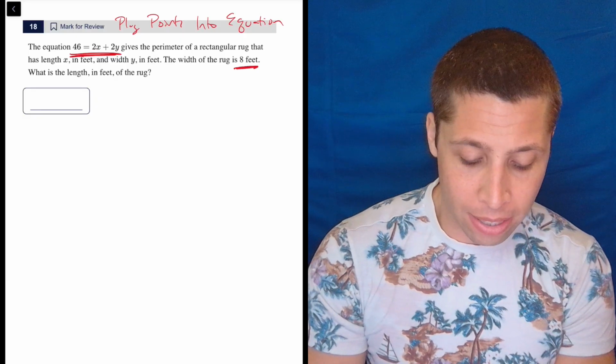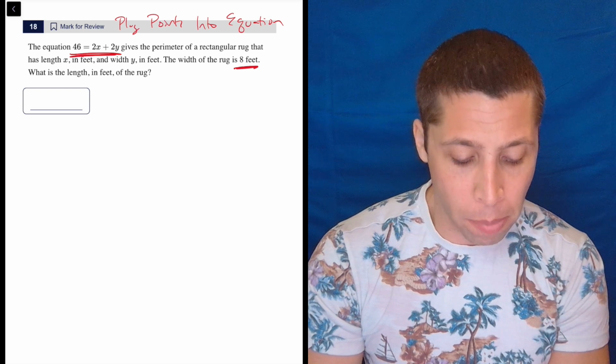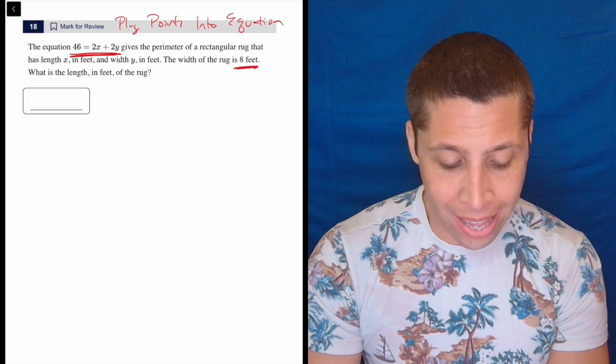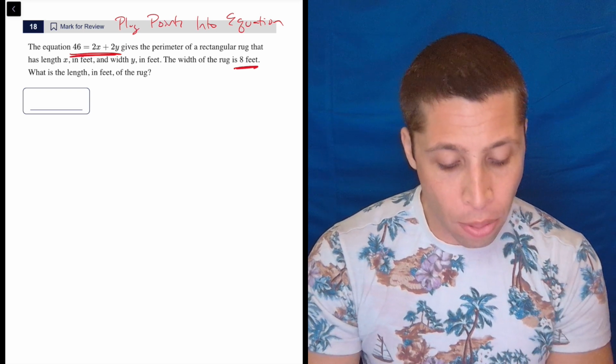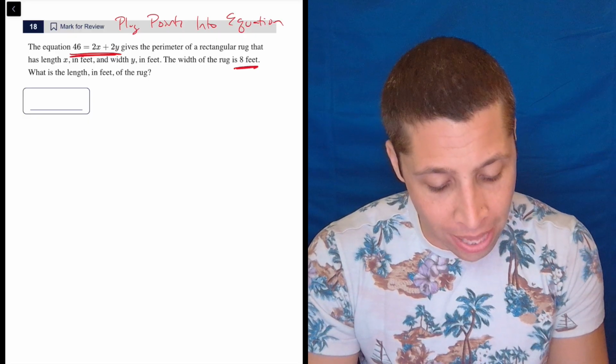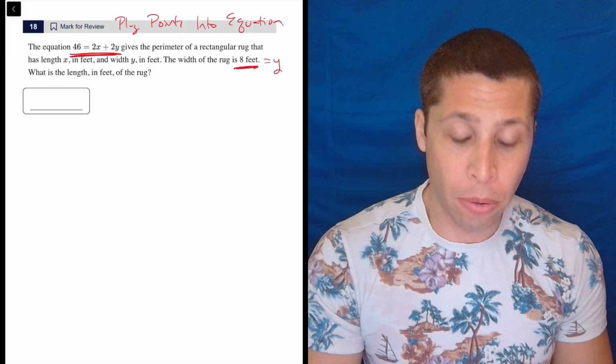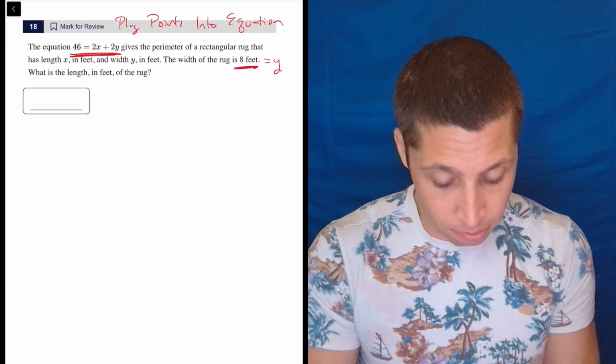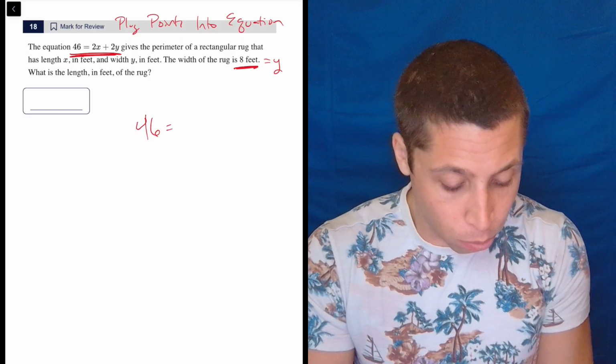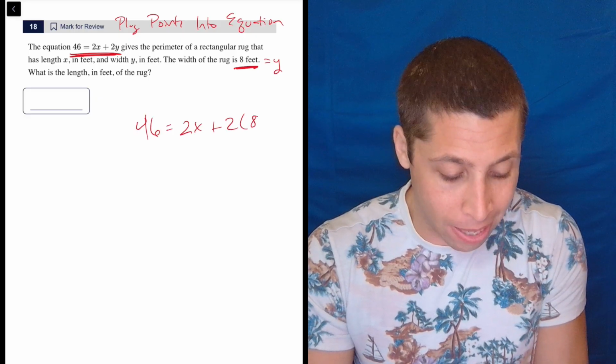The equation 46 equals 2x plus 2y gives the perimeter of a rectangular rug that has length x feet and width y feet. The width of the rug is 8 feet, so that's our y. What is the length in feet of the rug? So plug it in. So 46 is equal to 2x plus 2 times 8.